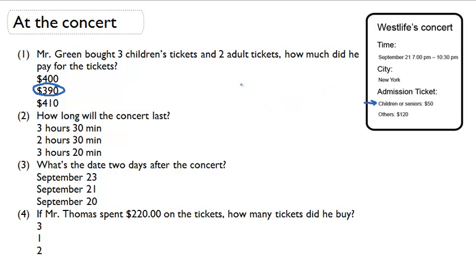How long would the concert last? Well, if the concert starts at 7 p.m. and ends at 10:30 p.m., we can use our handy dandy formula, final time minus initial time. Final time is 10:30, initial time is 7, to figure out how long the concert lasts. 30 minus 0 is 30, and 10 minus 7 is 3. So it should last 3 hours and 30 minutes, which is the first answer choice in question 2.